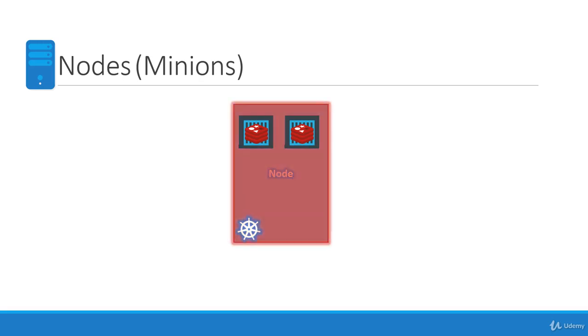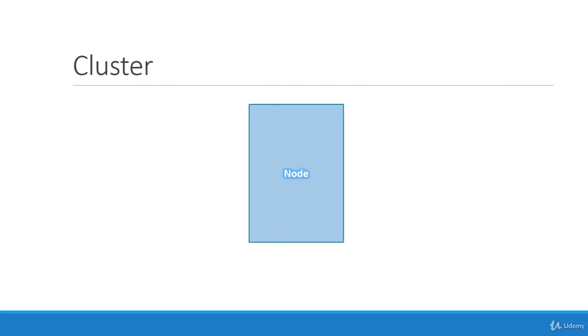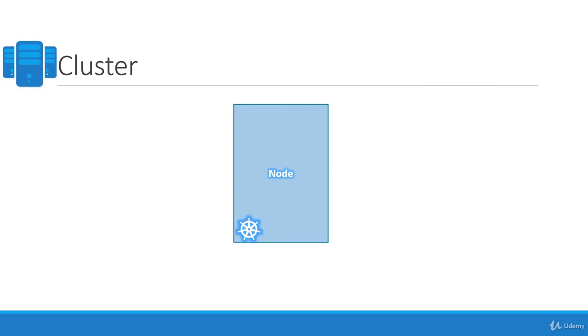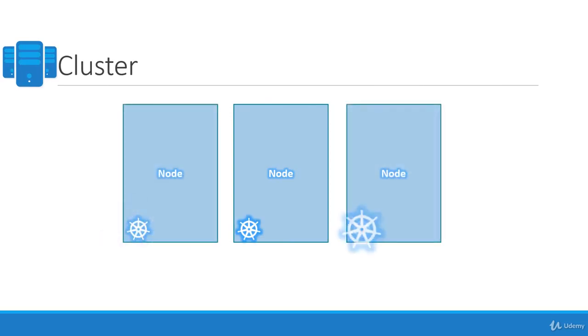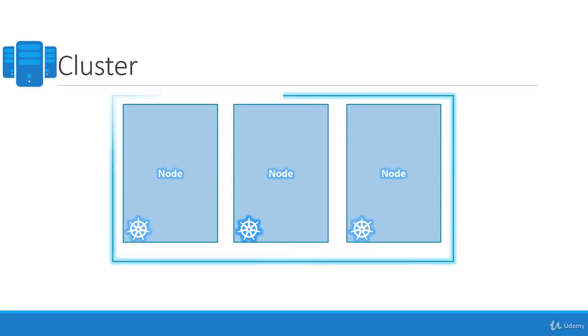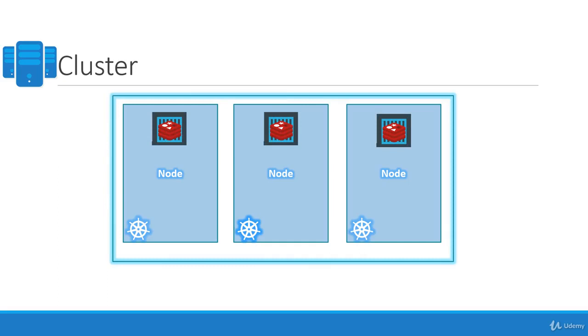But what if the node on which your application is running fails? Well, obviously, our application goes down. So you need to have more than one node. A cluster is a set of nodes grouped together. This way, even if one node fails, you have your application still accessible from the other nodes. Moreover, having multiple nodes helps in sharing load as well.